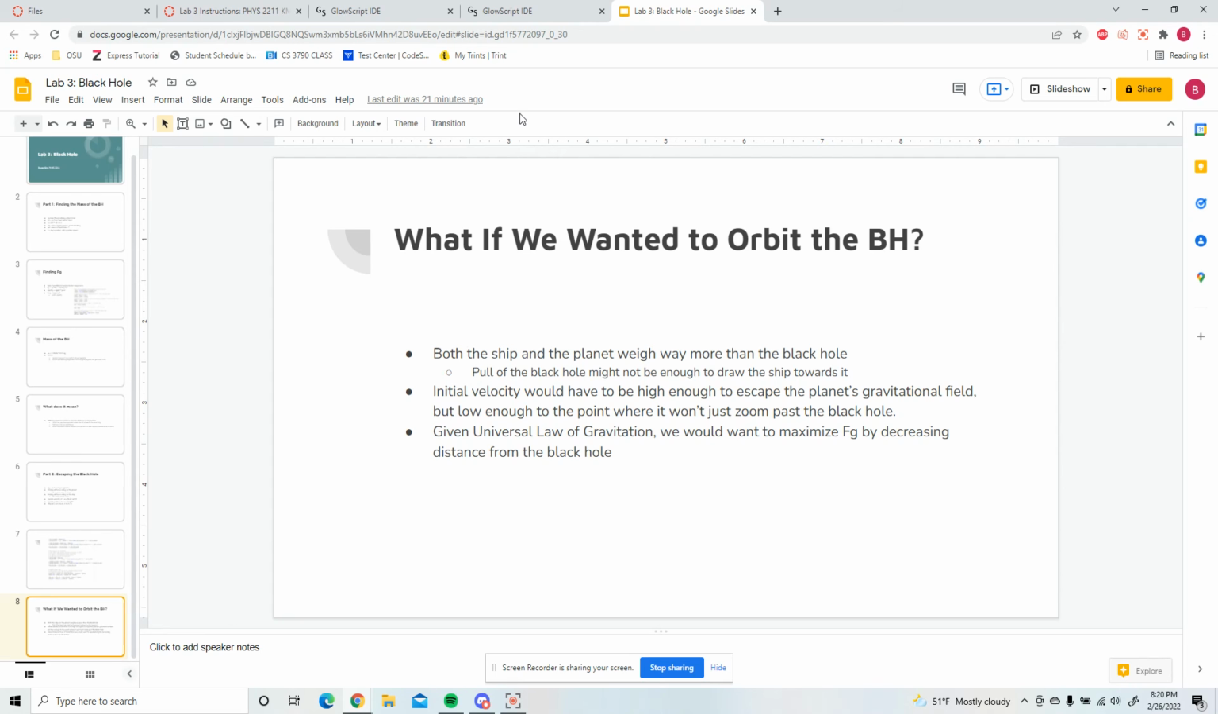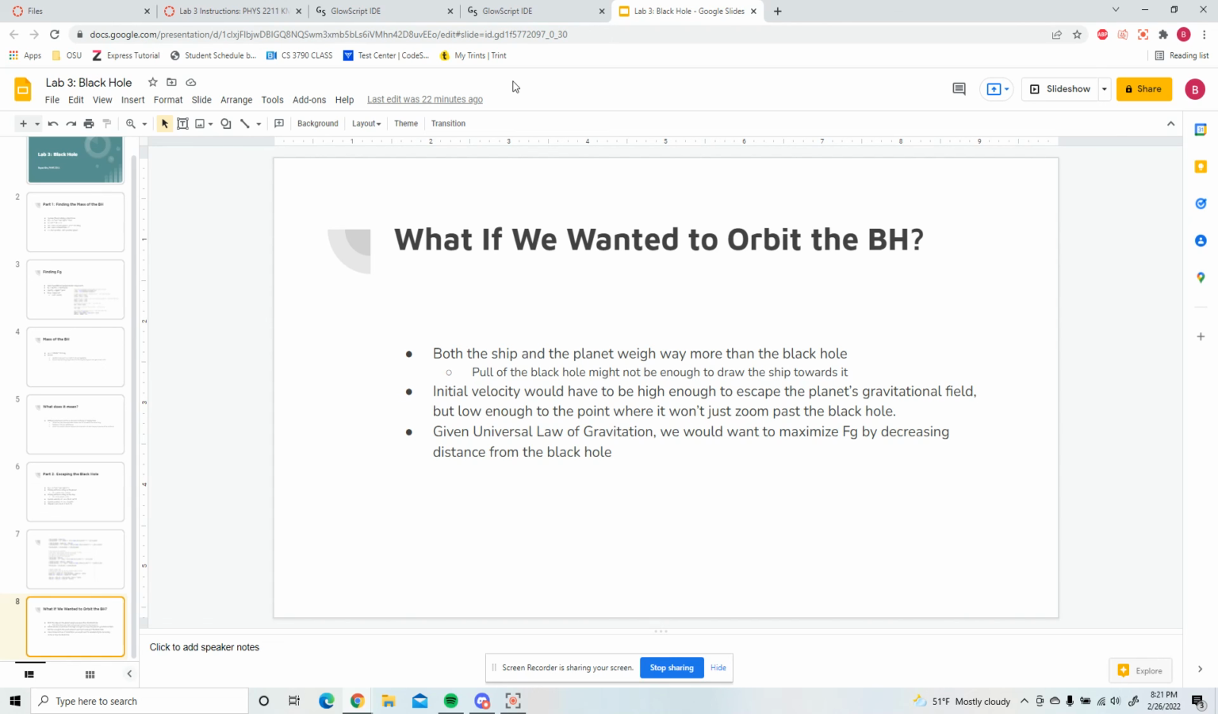The question we could ask is, what if you wanted to orbit the black hole instead of blasting past it? One thing to note is that the ship and the planet weigh way more than the black hole. The black hole was like 10 to the ninth kilograms, whereas both the ship and the planet are way above 10 to the 20th kilograms, which signifies the pull of the black hole might not be enough to draw the ship towards it. And we would need the initial velocity of the spaceship, assuming it loses power around where the black hole is.